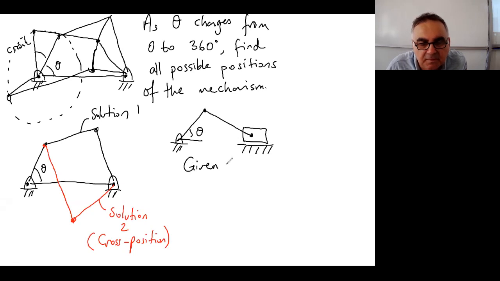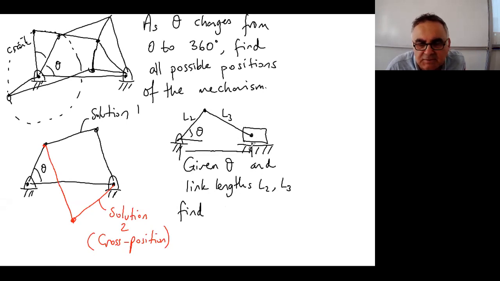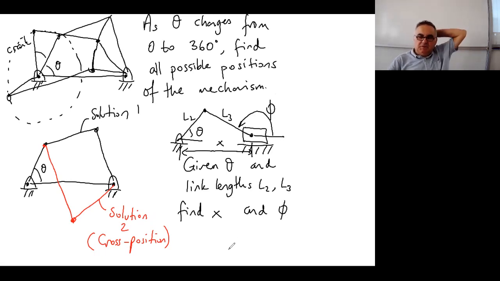So given theta and link lengths, let's say L3, we want to find this distance, which is a variable, x, and one angle, let's say this angle is phi. That is the position analysis for the slider crank. That's what we want to do, okay? I guess this is more or less clear.